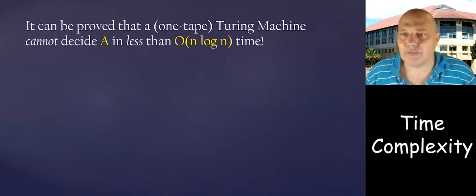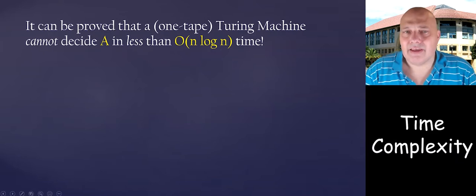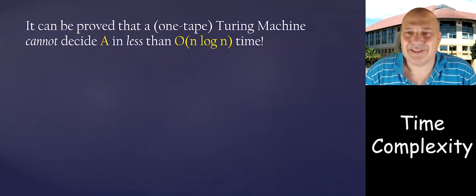So that's one thing we saw, that just giving a natural algorithm and analyzing its complexity doesn't tell you the complexity of the problem. There could be more efficient computations. And we learn a few more things from this example soon. So it can be proved that a one-tape Turing machine can decide A in less than order n log n time.